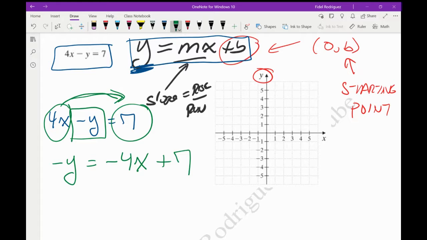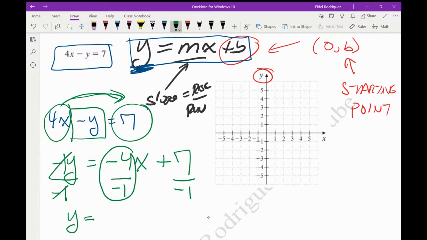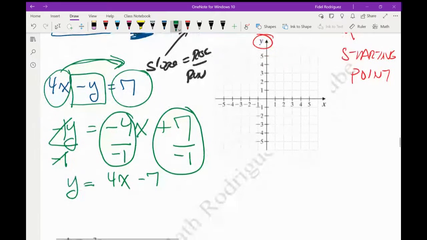All right, so now what I need to do is get the y by itself, and I still have a negative in front of it. But what I really want y'all to do is think about this as a -1. And since it's being multiplied, the opposite of multiplying is to divide. So I'm going to divide everything here by -1. A -4 divided by -1 is just a positive 4. But a positive 7 divided by a -1 is a -7, right?